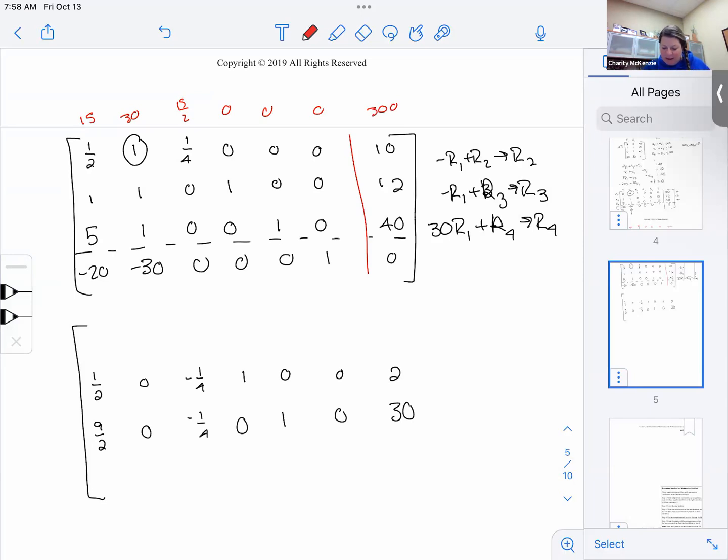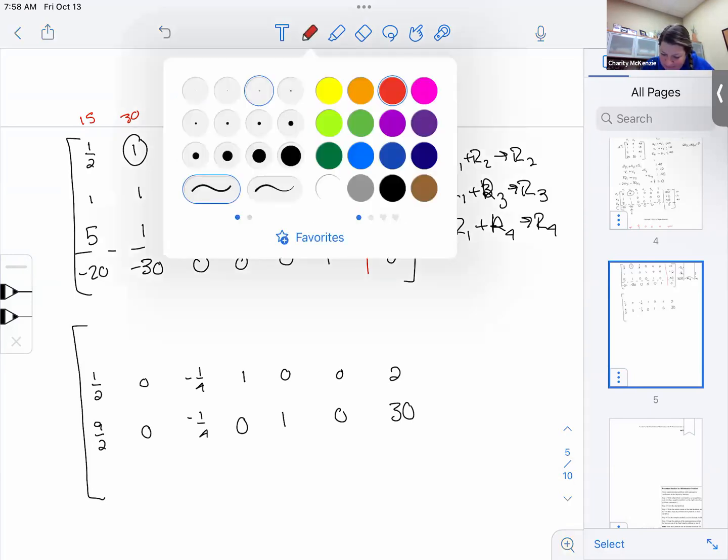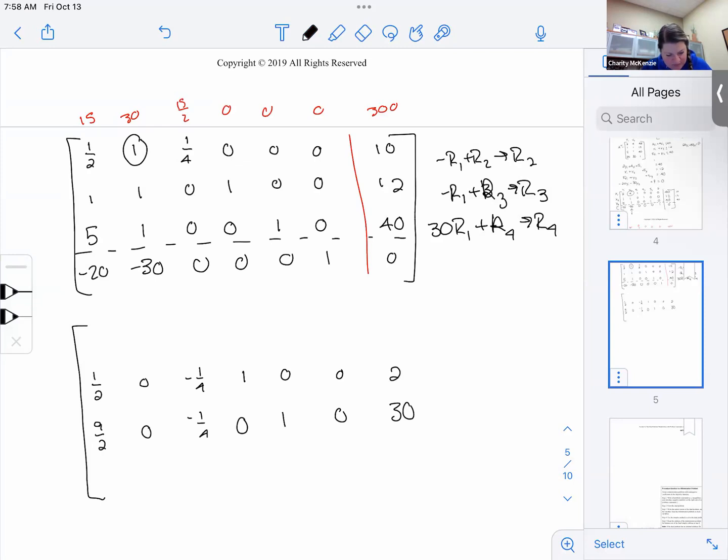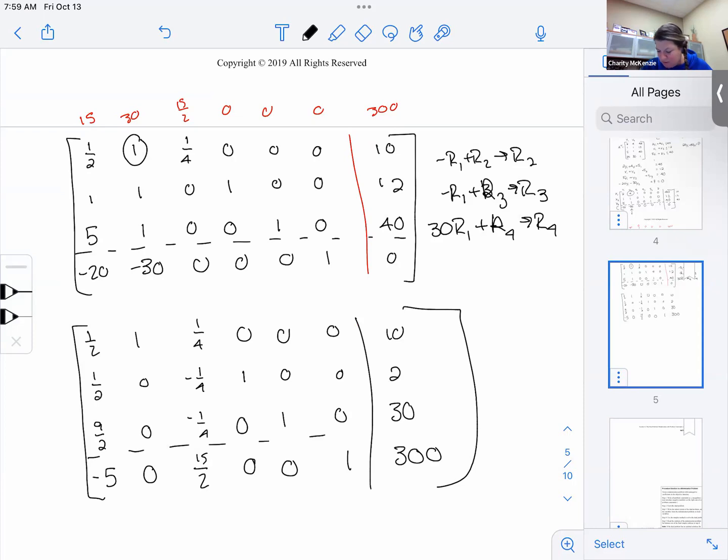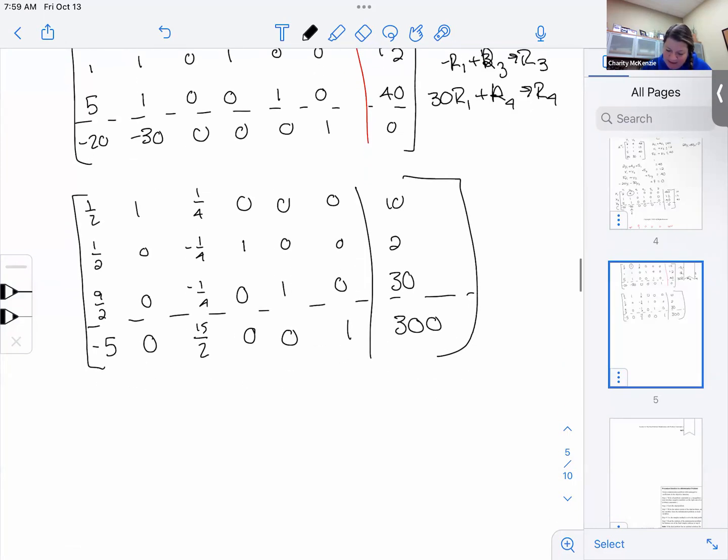Okay, add those all to the bottom. This one is a negative 5. This one's going to be a 0 because it's 30 and that's 0. 15 halves stays 15 halves. 0 and 0, 0 and 0, 1 and 0, 300 and 0 is 300. Top row stays the same. Okay, line, dot.